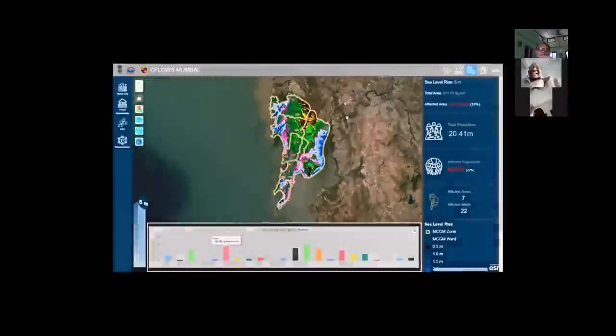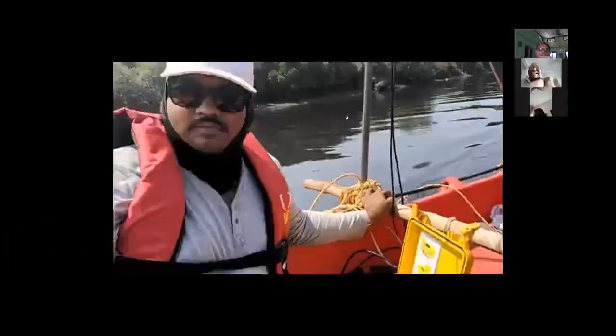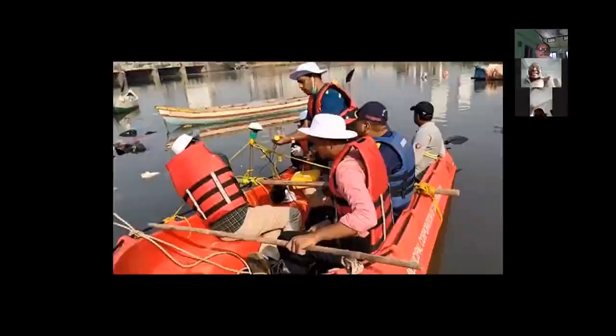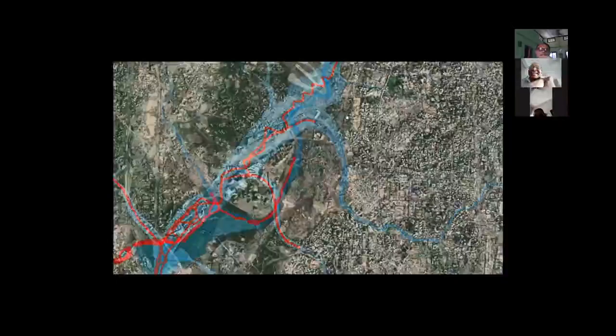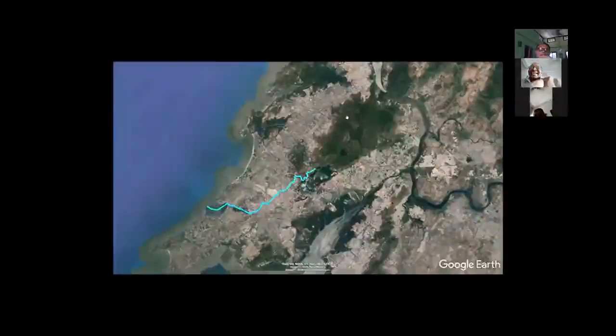So this is the way we can do all this modeling and the dissemination model. You need a lot of bathymetry data for that purpose. You have to understand where the river is, where the nalas are, and the drainage system and drainage network also have to be incorporated in this.